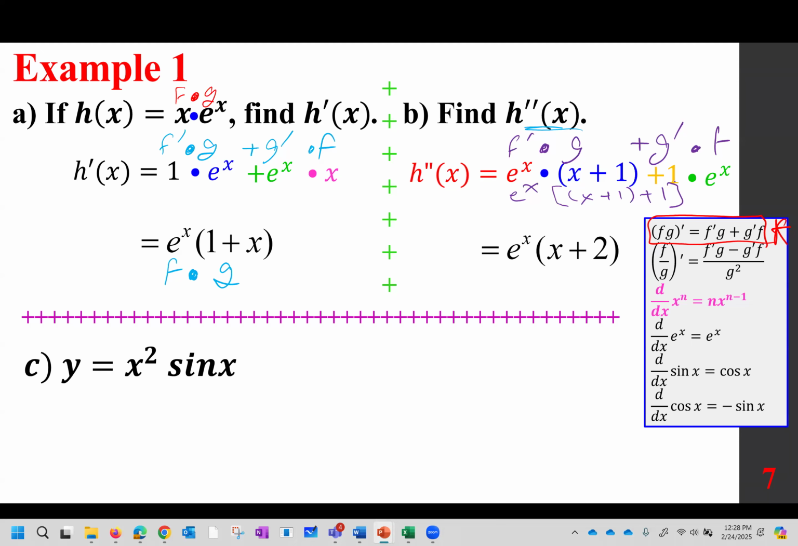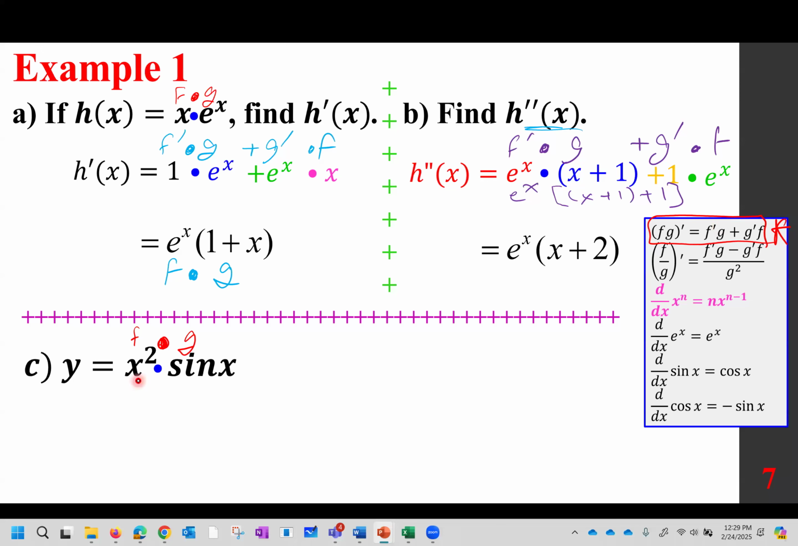What about y equals x squared sine x? Again, we put a raised dot in between to emphasize this is using the product rule, everybody. And therefore, this is f times g, where f is x squared, g is sine x. So we're going to use that.